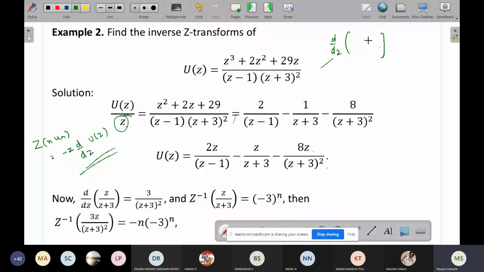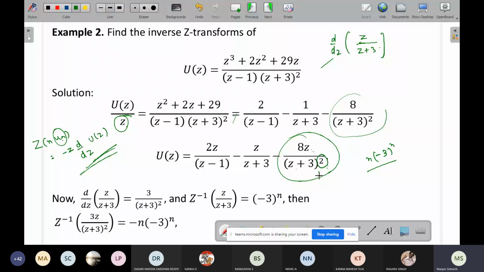So just by seeing this term, you should know that it is something square and z over z plus 3 form. So z over z plus 3 form means it may be the sequence of minus 3 power n, but it is multiplied by some n. Then only derivative will occur, and if derivative occurs, you will get the power in the denominator, right? So just by seeing this form you get to know it may be the sequence of minus 3 power n, and because it is a square, there may be the derivative.